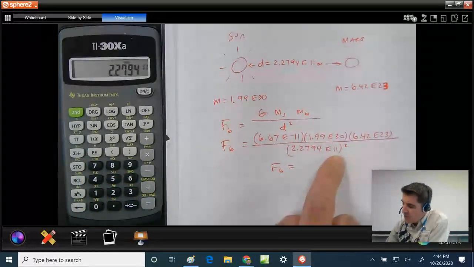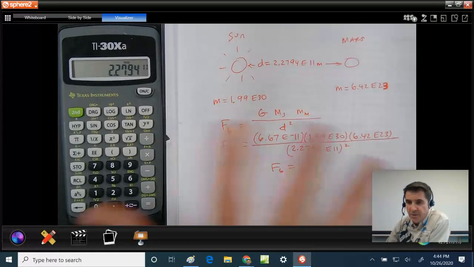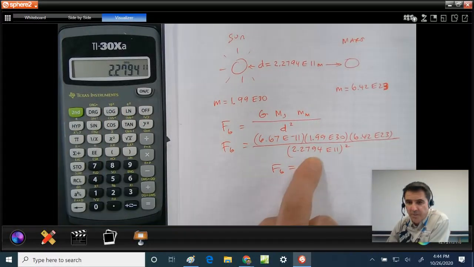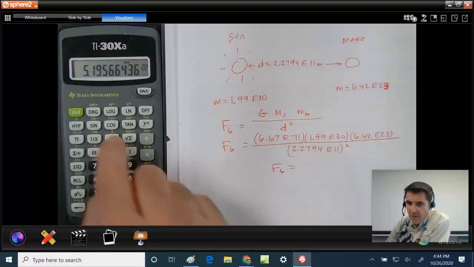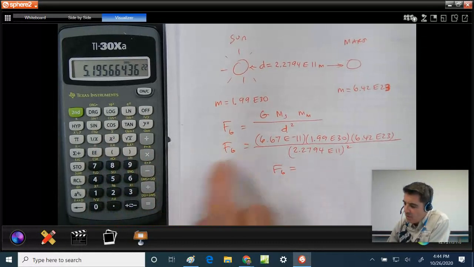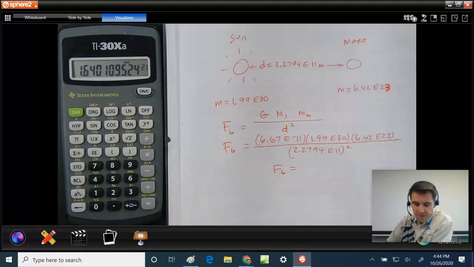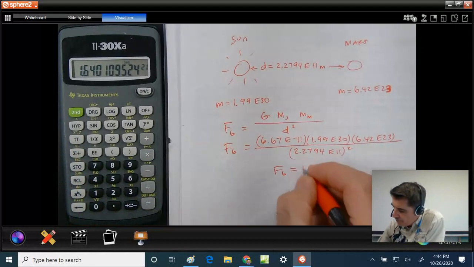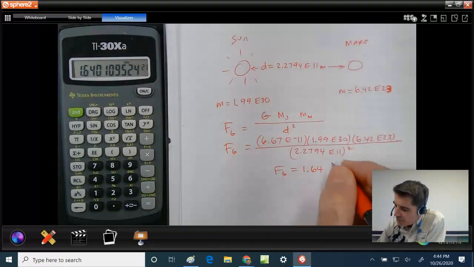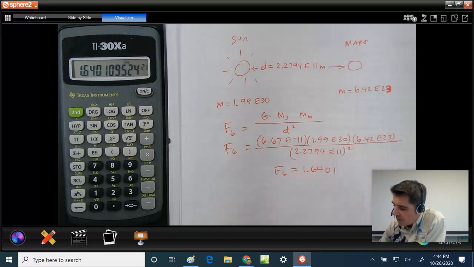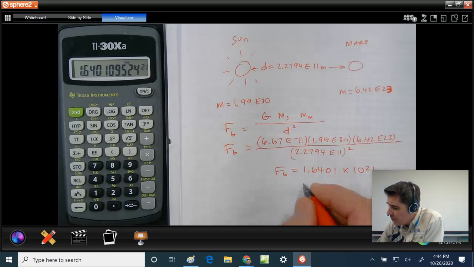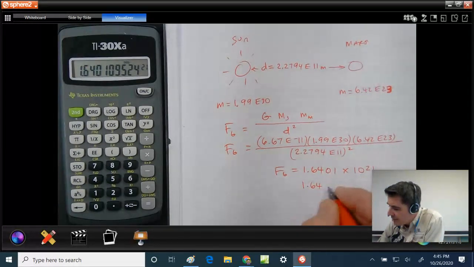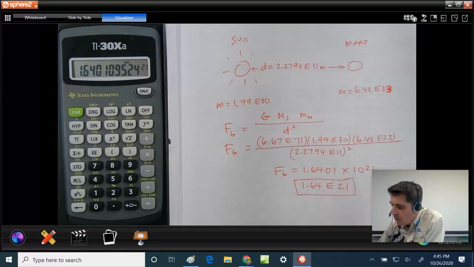And now I'm going to square this. Order of operations says you've got to square this, so don't push any other buttons. It's just that number sitting there, and I'm going to hit the squared button. It will square just the bottom one. Then if I push equals, I should get the right answer, which is 1.6401, whatever you want, times 10 to the 21st power. The way you would write that, if you just write it like this on the computer, that will be fine.